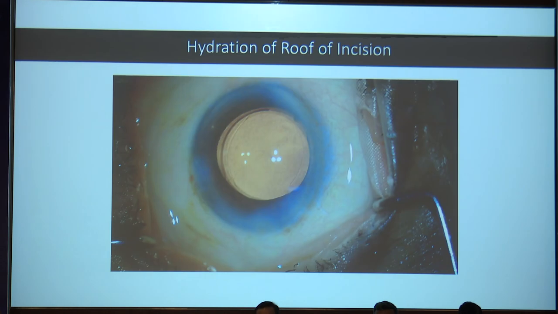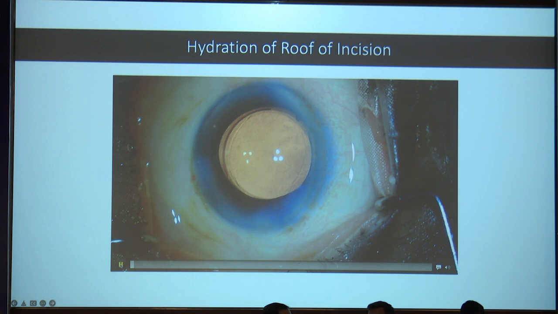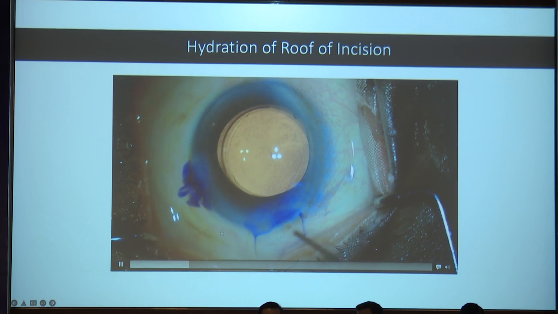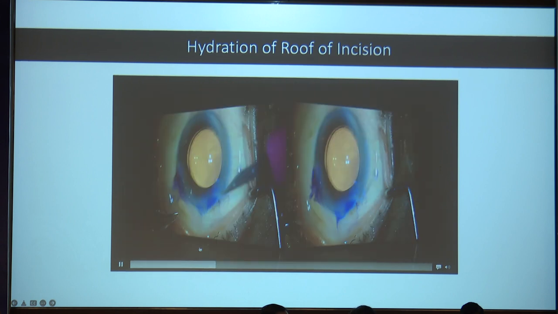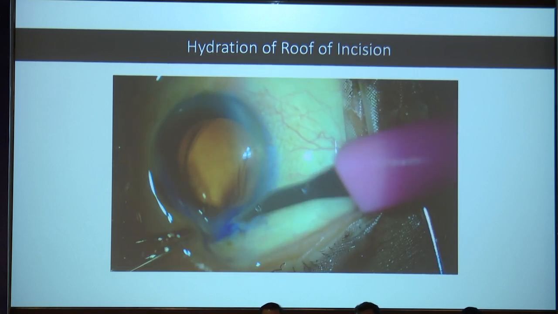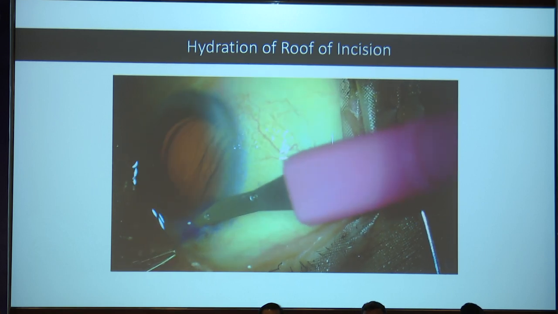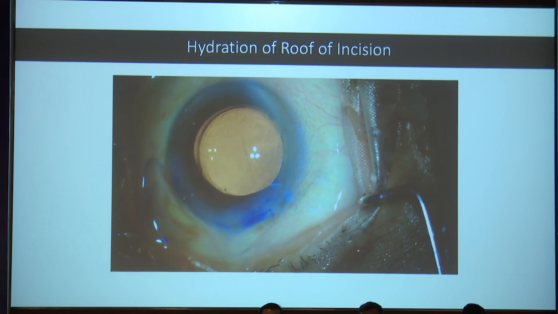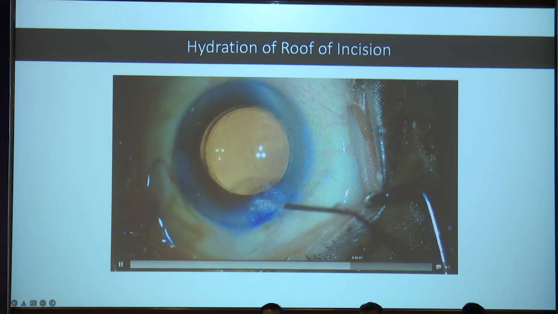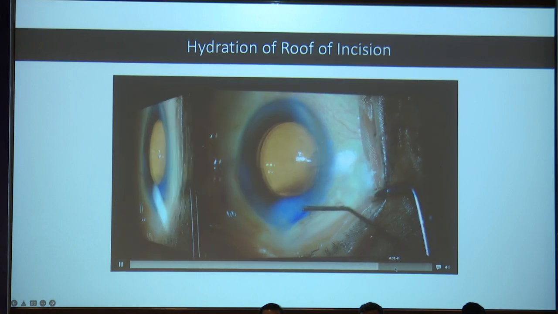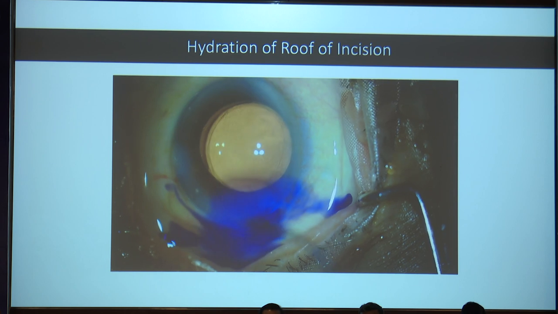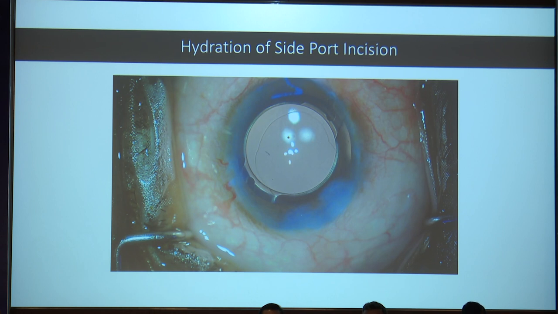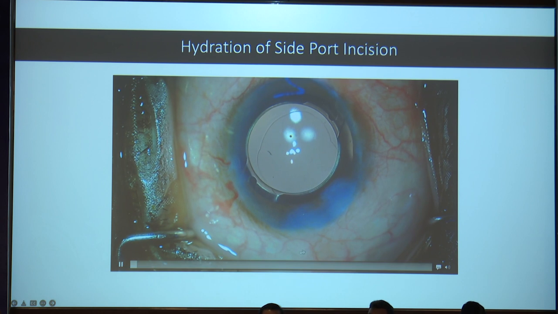One more example of the same thing. Here you can see the main port incision is leaking. The moment I put the trypan blue, it just flows away, whereas the side port incision is well sealed, the trypan blue stays there. You make a partial thickness incision on the roof of the tunnel, and then you hydrate this partial thickness tunnel. And then there's no leakage. So this is one way of correcting your leaking incisions.